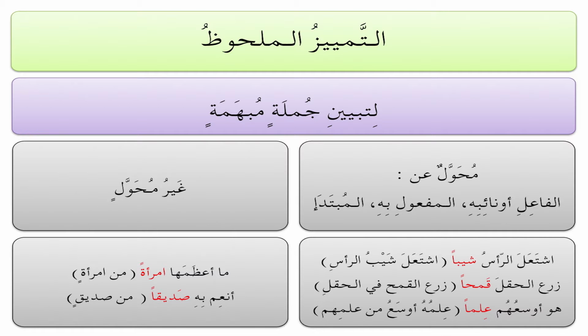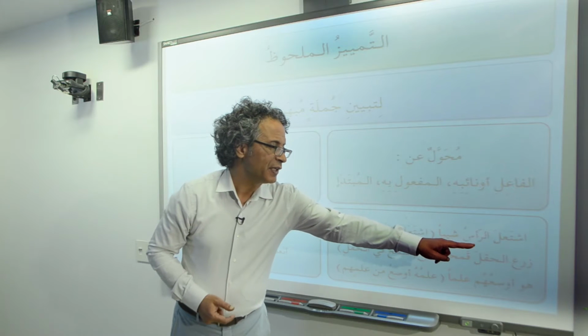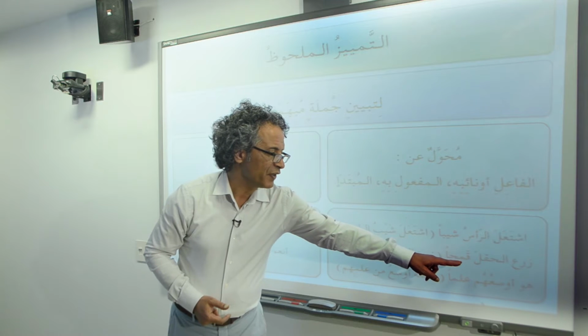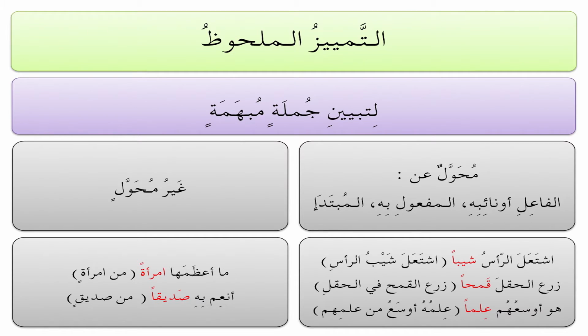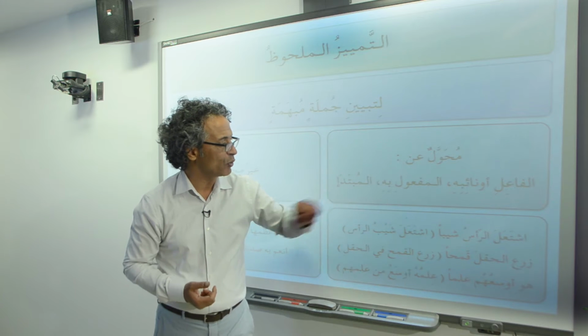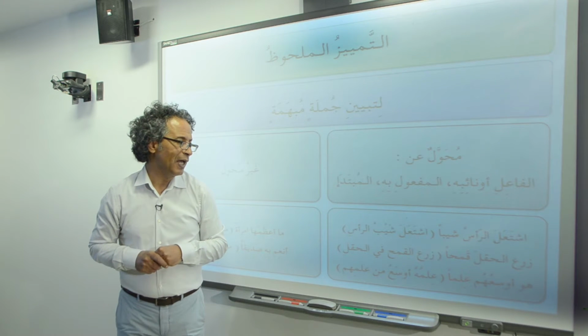زرع الحقل قمحا. يعني he planted the field with wheat, right? So it should be زرع القمح في الحقل. So القمح here is مفعول به. So this is how it is transformed from المفعول به. زرع القمح في الحقل is أصل الجملة. This is how originally the sentence is.